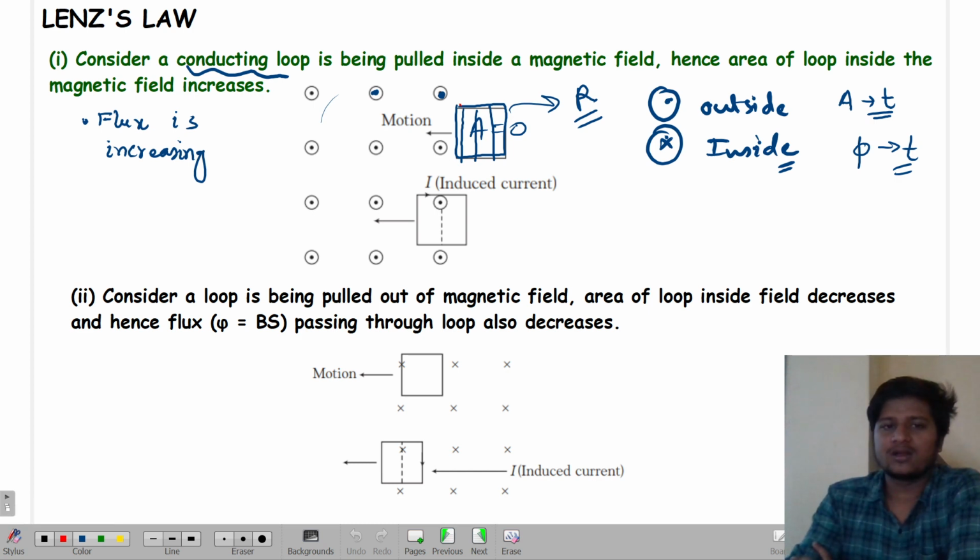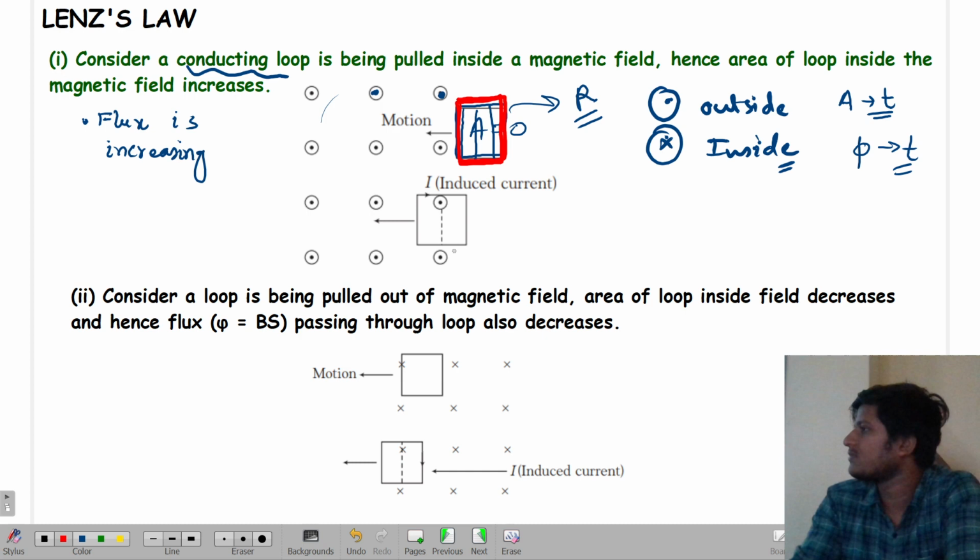When this closed loop is getting pulled inside the outside magnetic field, what is going to happen? Flux is increasing or not? Yes or no? But actually what should be the property of this closed loop? That flux should not increase. Now, flux should not increase. How? Area is going to change, but if it can cancel the magnetic field, then the flux will not change or not? Tell me yes or no.